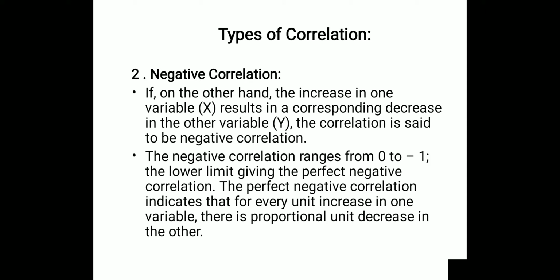The second one is negative correlation. The negative correlation ranges from 0 to -1, with the lower limit giving the perfect negative correlation. The perfect negative correlation indicates that for every unit increase in one variable, there is a proportional unit decrease in the other variable. Let us discuss the analysis in the later part.